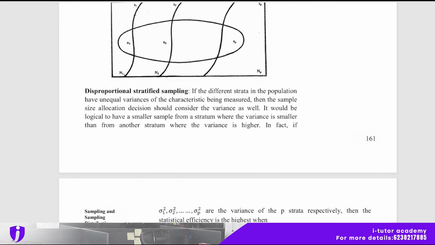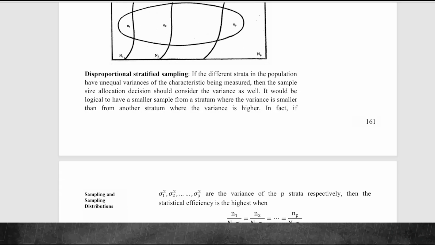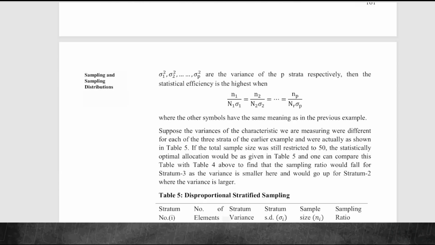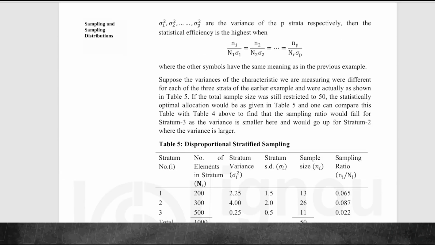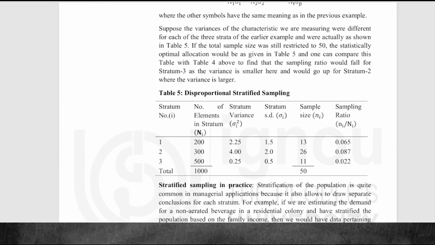If the different strata in the population have unequal variance of the characteristic being measured, then the sample size allocation decision should consider the variance as well. It would be logical to have a smaller sample from a stratum where the variance is smaller than from another stratum where the variance is higher. So here is an example also. The table is here: disproportional stratified sampling.